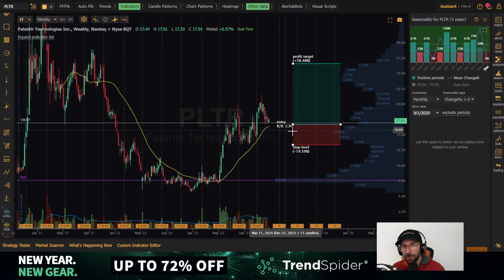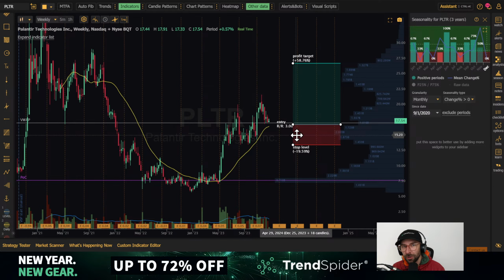So for anybody who doesn't know what R is, if you have a 3R, then you're risking $1 to make $3, right? So if your stop is down here below that 13 level or below these previous lows, then you know that you got to get to 27 bucks in order to hit that R value. So that's how you start thinking about, well, how do I want to trade this?